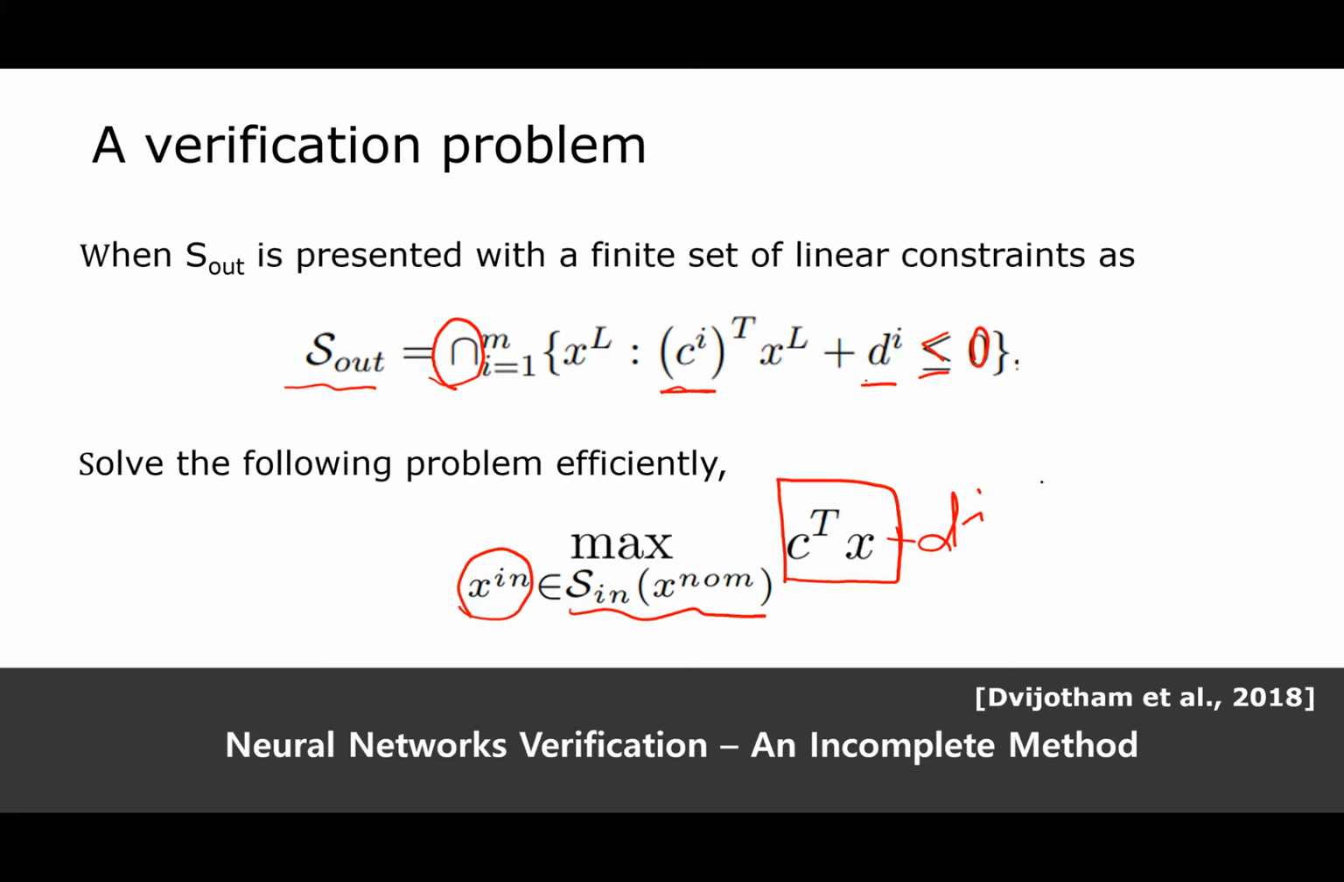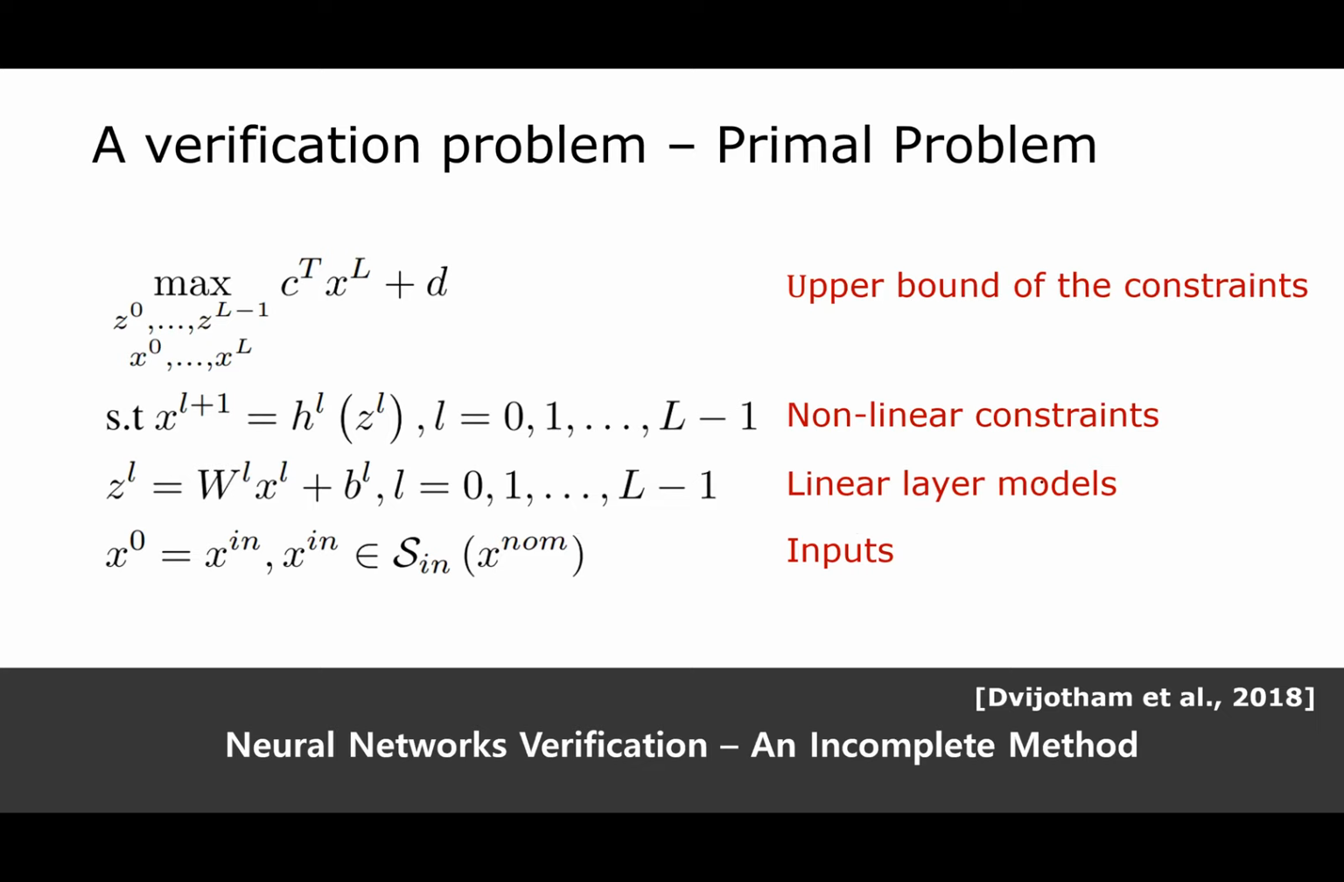If we formulate this problem in the primal form, we wish to maximize the objective over Z_L, X, and X_L. From the input to the individual layer, we put C and X, and the term D, so we have a constraint of this form. We find the maximum and check whether it is less than 0. We also have a nonlinear constraint for each layer, so Z_L to tanh and X_{L+1}, right?